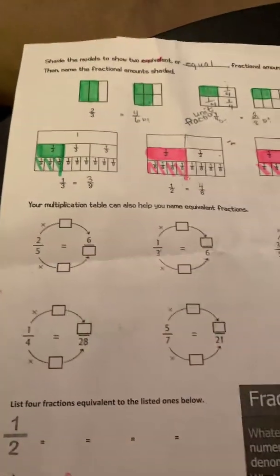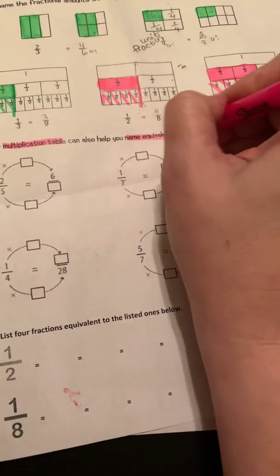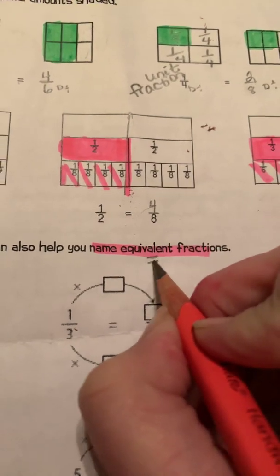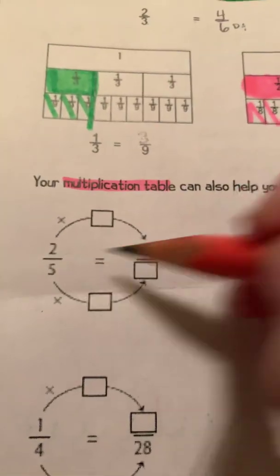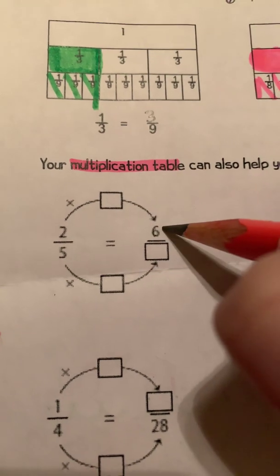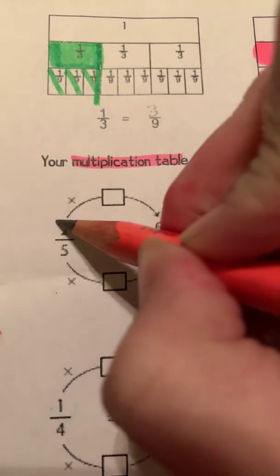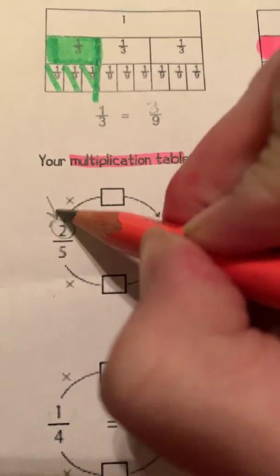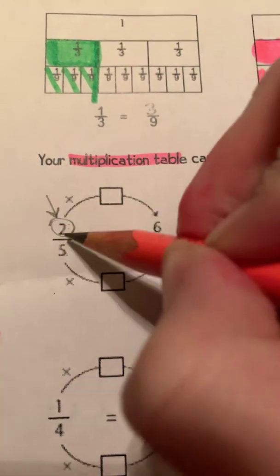All right, let's read the next direction out loud. So our multiplication table can help name equivalent fractions. What does it mean if you're equivalent? Equal. It's cool, huh? So here's my multiplication table. So when you have 2 fractions, this one we don't know, right? We know the numerator, but we don't know the denominator. Well, we're always going to start with the smaller numerator. So how do we say this fraction? 2/5.